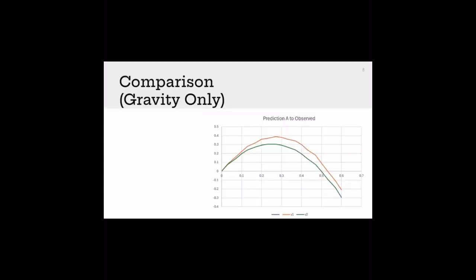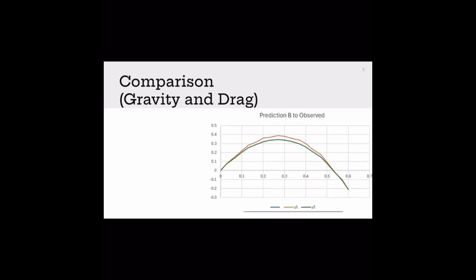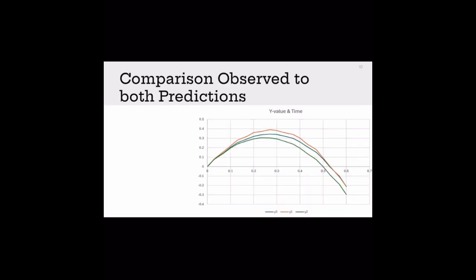And then in terms of the comparison of gravity only to the observed model, you can see a huge gap because in reality, the ball has a plethora of other forces acting on it, like air resistance. But in this case, the model is way more accurate to the observed motion when we're taking into account drag, if we look at the two compared. And then here are the three graphs together to really show the difference in comparison in terms of how much it relates to the observed motion of the ball.